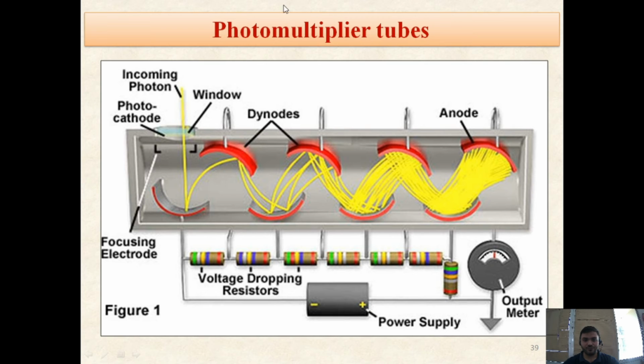This is the diagram of the photomultiplier tube in which we have the dynodes. This is the anode. This is the focusing electrode. This is the incoming photon. This is the photocathode. These are voltage dropping resistors. This is the power supply. This is the output meter.